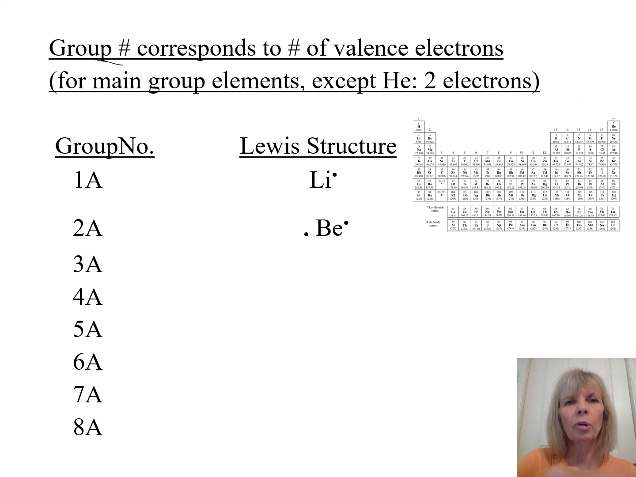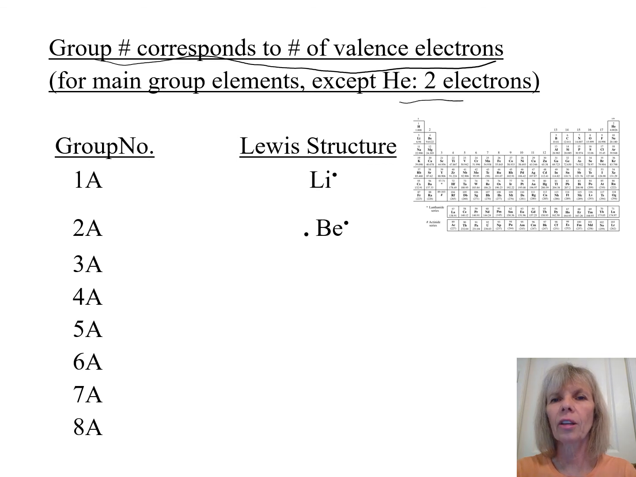Your group number corresponds to your number of valence electrons for your main group elements. We're not going to worry about transition elements. There is an exception for helium, so helium's not going to match. For example, if we look at group number 1 on our periodic table, all the elements in group number 1 have 1 valence electron. As we saw earlier when we were doing the electron configurations, those would all be s1. That's the outer shell or the last electron that's going in.